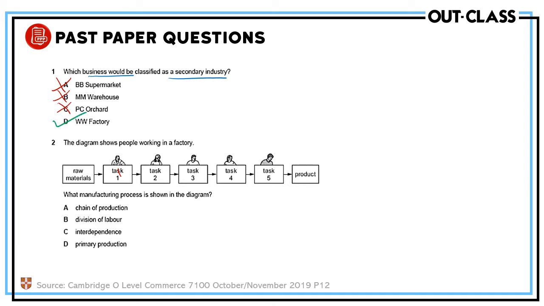The diagram shows people working in a factory. So we have 1, 2, 3, 4, 5, and then the product. What manufacturing process is shown in the diagram? So we can see chain of production. No, we do not see the chain of production. Division of labor, I think, should be the right answer because people are doing each task which they're specialized in. And interdependence, no, and primary production, no.